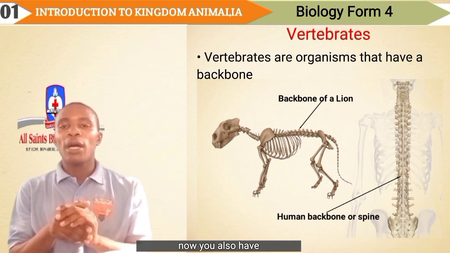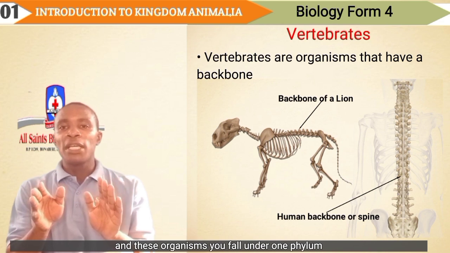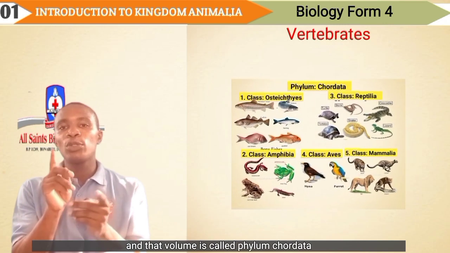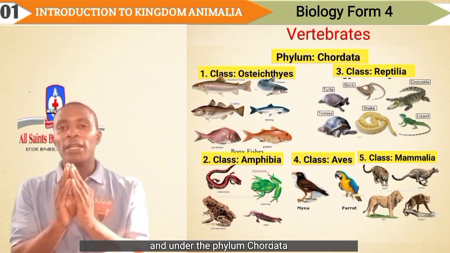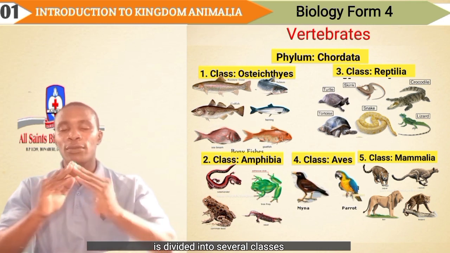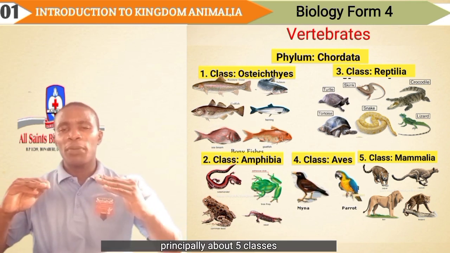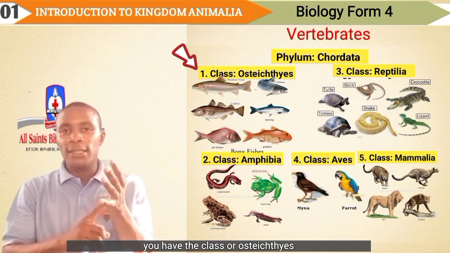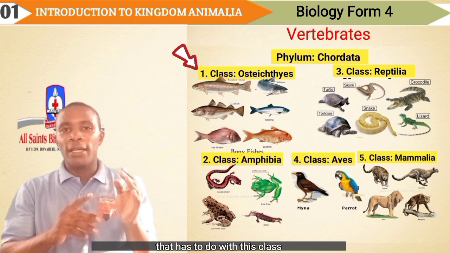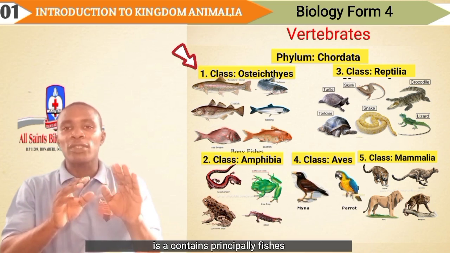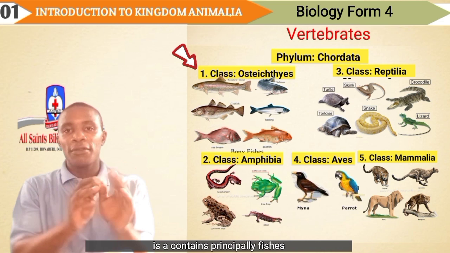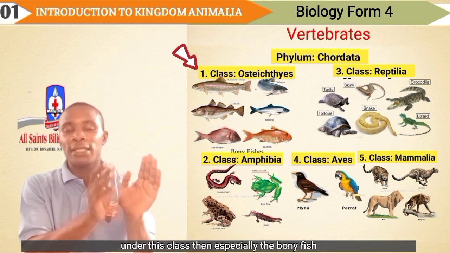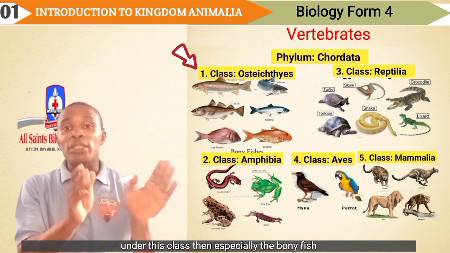These organisms fall under one phylum, and that phylum is called phylum Chordata. The phylum Chordata is divided into several classes, principally about 5 classes. You have the class Osteichthyes. This class contains principally fishes. So under this class you'll find fishes, especially the bony fish.